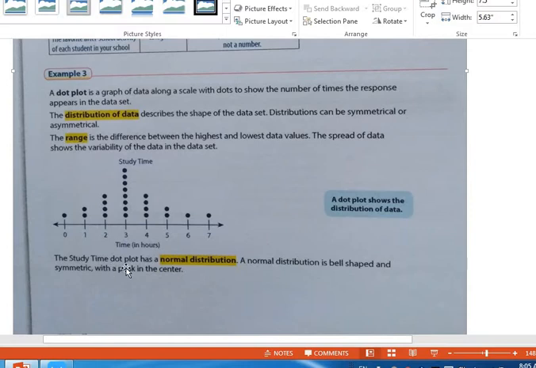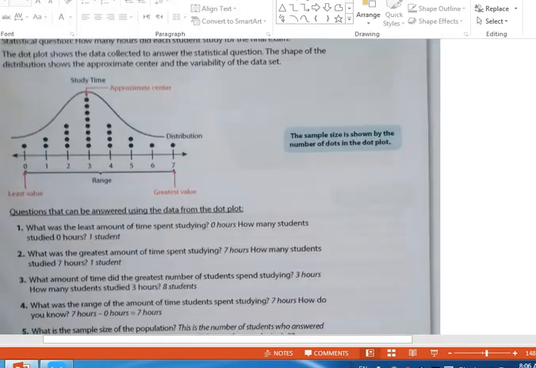The study time dot plot has a normal distribution. Why? A normal distribution is bell shaped. Do you know the shape of a bell? Right. And symmetric with a peak in the center. So this is the normal distribution, in the shape of a bell with the peak highest in the middle.